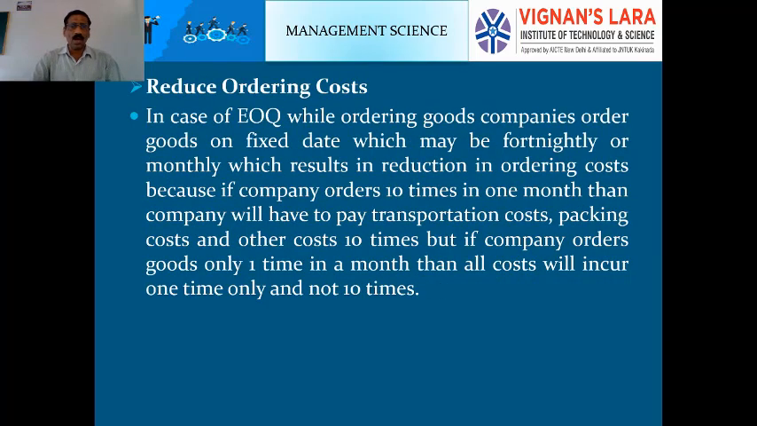Next one, reduced ordering cost. In case of EOQ, while ordering goods, companies order on a fixed date, which may be fortnightly or monthly, which results in reduction in ordering cost. Because if a company orders 10 times in 1 month, then it will have to pay transportation cost, packing cost and other costs 10 times. But if the company orders only once in a month, then all costs will be incurred one time only and not 10 times. So, it reduces the ordering cost.